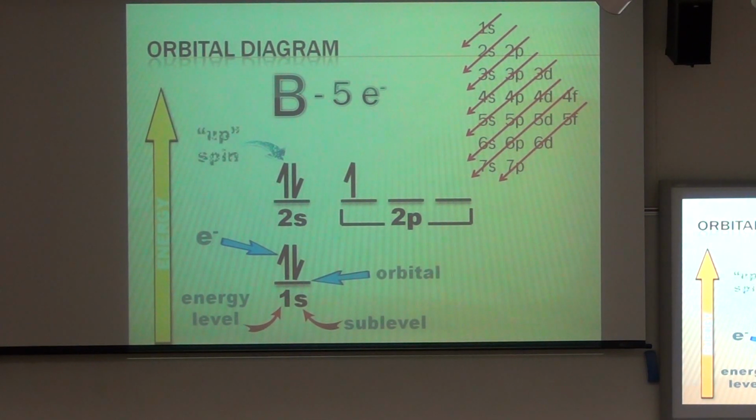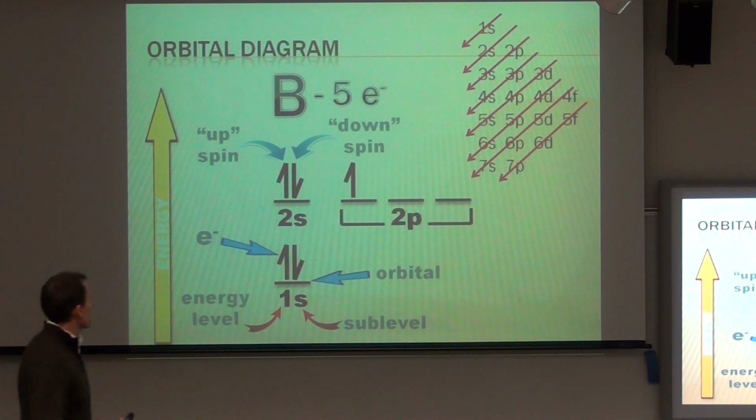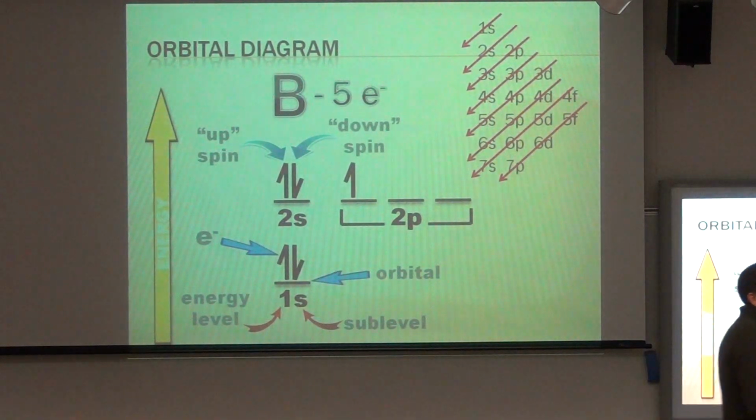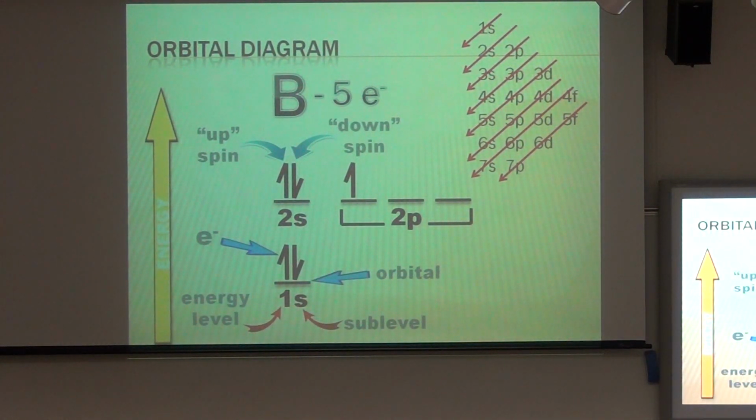And then finally, just so you understand it, when we start labeling and talking about it, if you put it up, we're calling that an up spin. Even though technically it's not like it's an up spin, it's more about like a north and a south polarity. And the other one's a down spin. And that is in orbital diagrams.